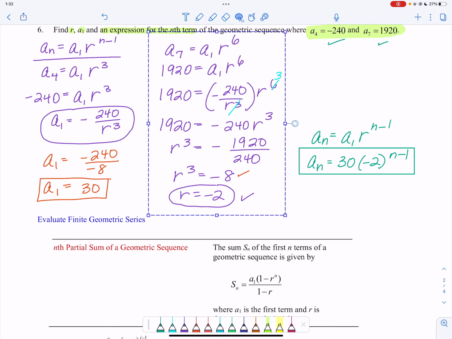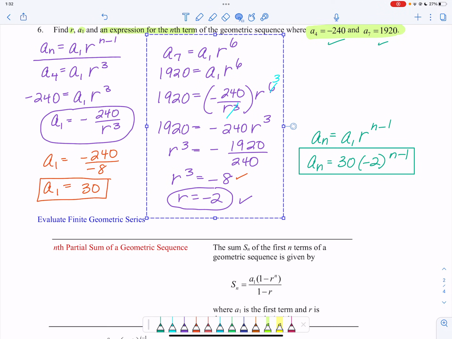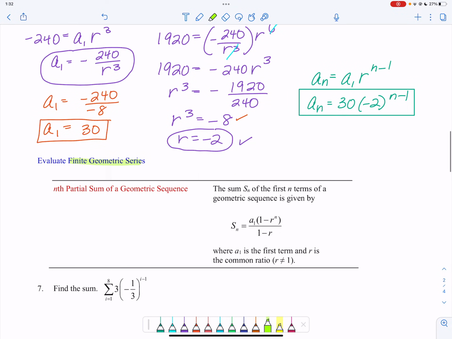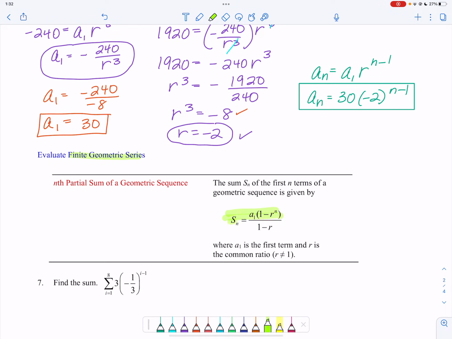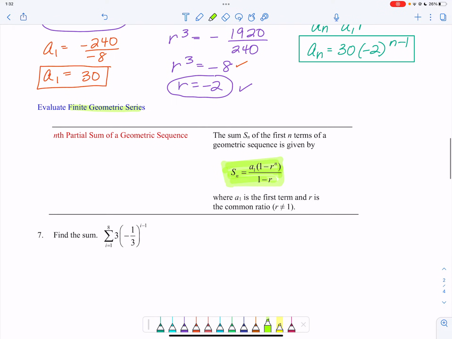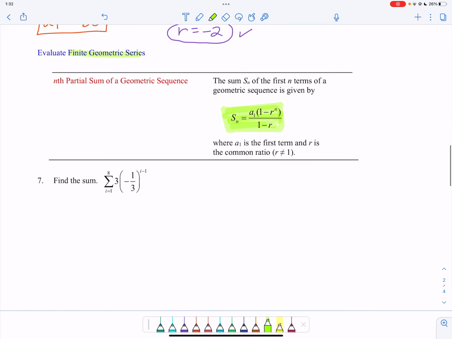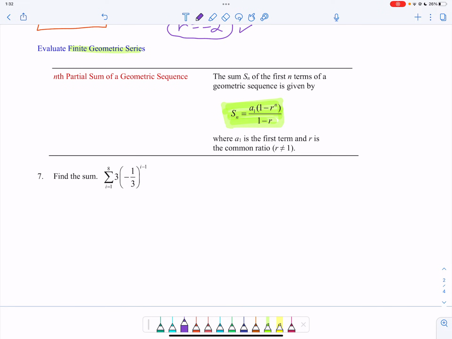Okay, bring that up a little bit. Now let's evaluate a finite geometric series, and we will be coming up with partial sums. The formula for the partial sum of the first n terms is equal to the first term times 1 minus r to that nth power, divided by 1 minus r. Let's go ahead and see if we can use that formula.